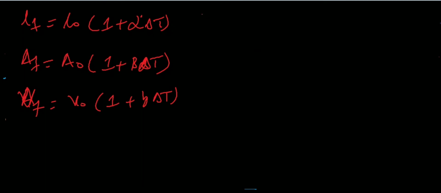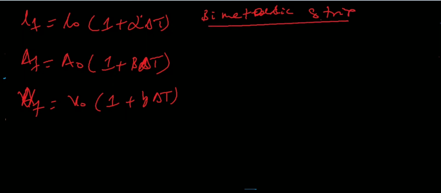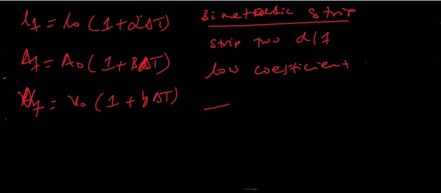The other is the bimetallic strip. What does bimetallic strip mean? A strip made up of two different metals bonded together along their lengths, and when they are heated up, the one with the higher coefficient of linear expansion will expand more than the other.